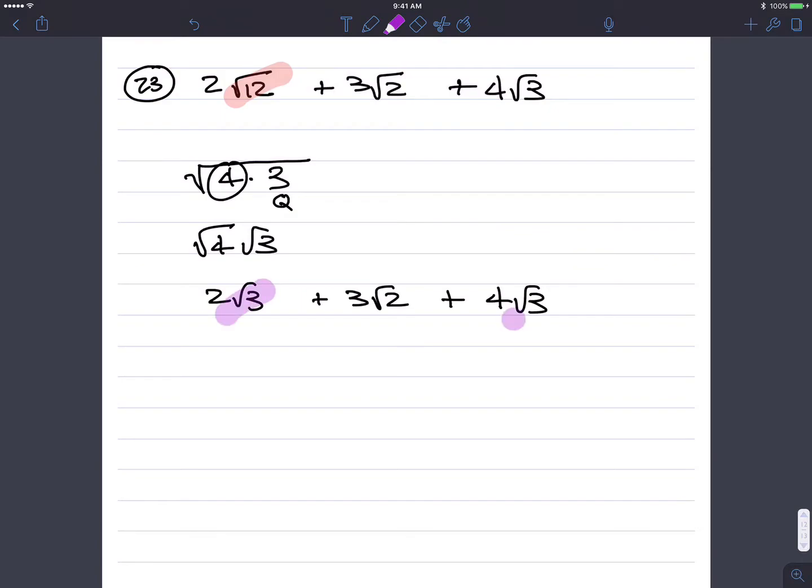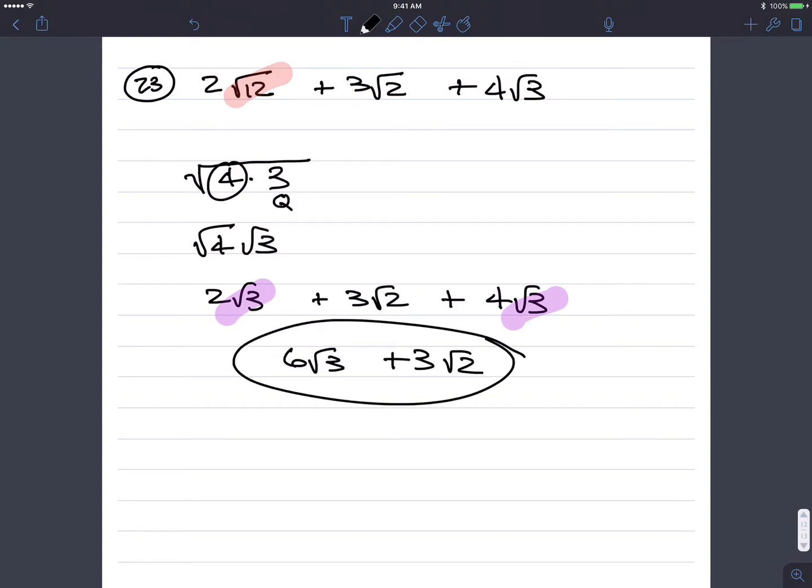I have 2 apples plus 4 apples gives me 6 apples, plus 3 times the square root of 2.